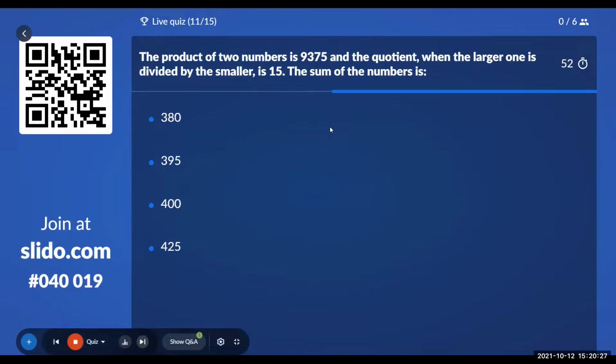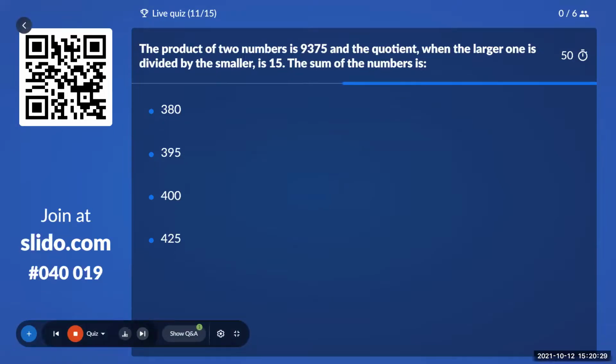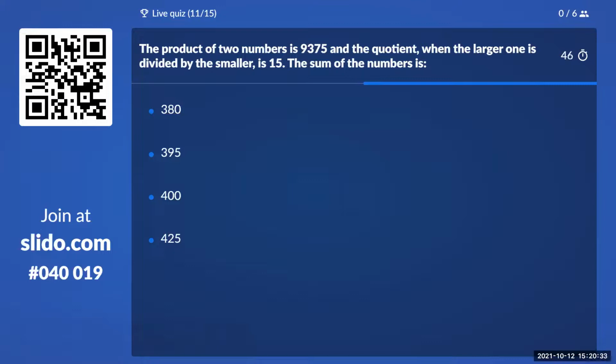Just assume the values of the numbers as a and b. So AB is 9,375. And when the larger is divided by the smaller, so expect the larger to be A, A divided by B gives the quotient 15.